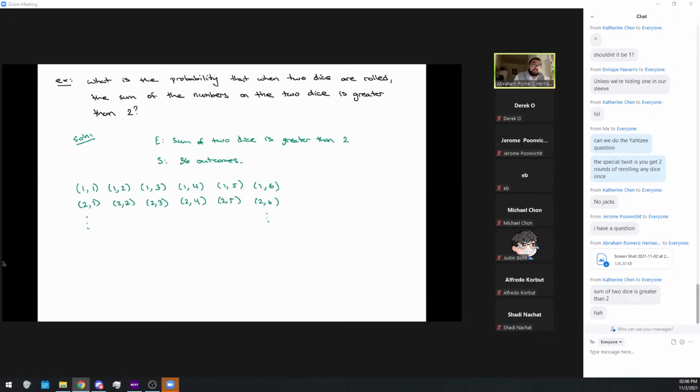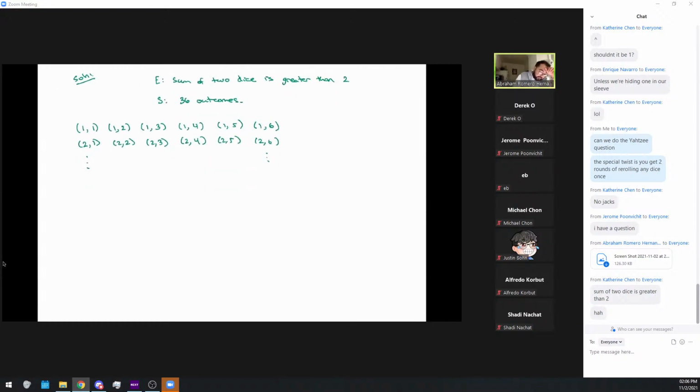But another way of doing it is if I take the sum of two dice is greater than 2, and add its complement, meaning I'm looking at the complement of that event, it should equal 1, right? Because by that theorem, the probability of E plus the probability of E complement should equal 1. Right? So the question is, what is E complement then?